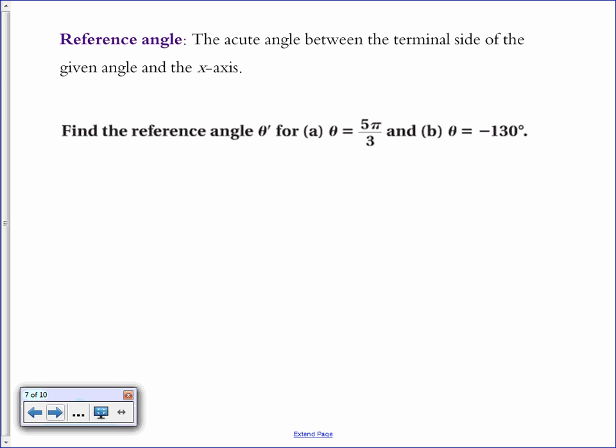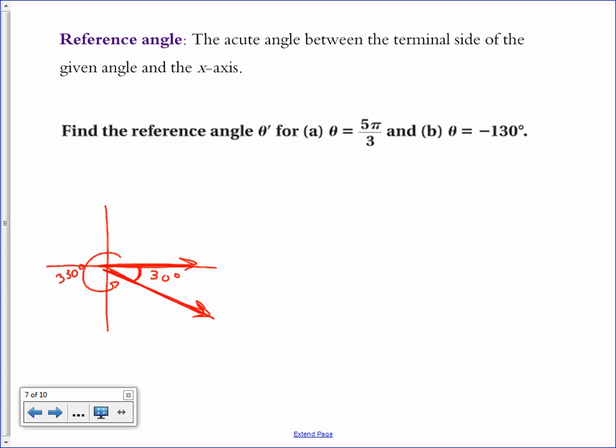So to define reference angle, since we used it on the previous slide without defining it, a reference angle is the acute angle between the terminal side of the given angle and the x-axis. Let me just sketch down here. When we had 330 degrees, which was this, the reference angle was the acute angle in between the terminal side and the x-axis. Now, it's not always going to be found by subtracting from 360. It depends on what quadrant you're in.